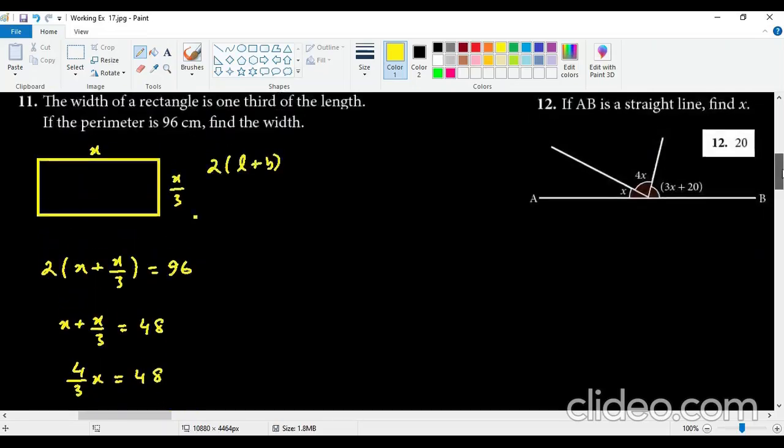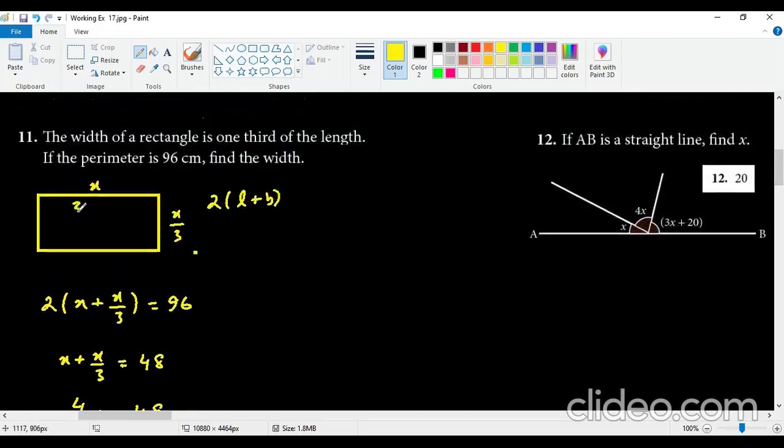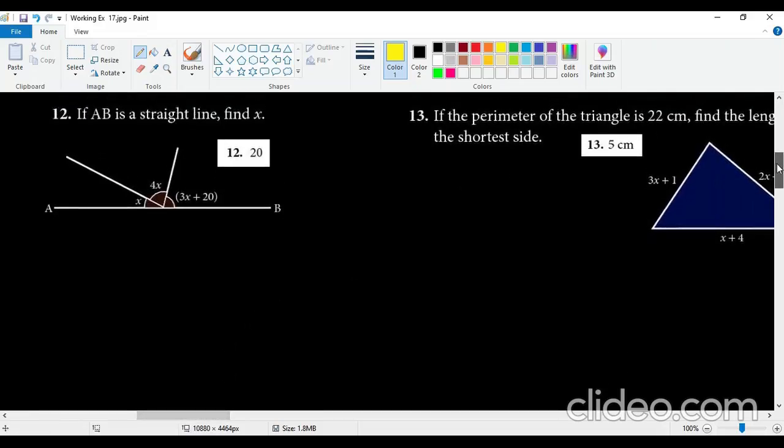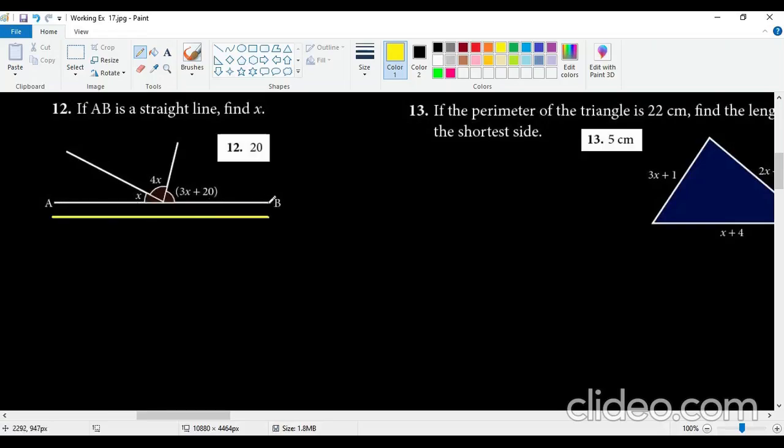That means the length is 36, and 1/3 of 36 is going to be 12. So 12 is going to be your answer for this question. Moving on to question number 12. It says AB is a straight line. That means they're talking about this line. So this is AB. And the rule for the straight line is that all the angles on a straight line add up to 180. That means x plus 4x plus 3x plus 20 is equal to 180.